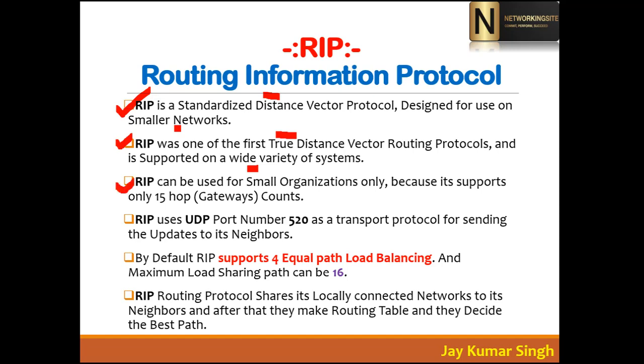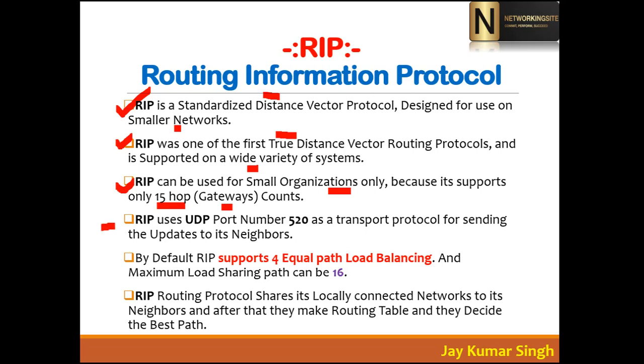Now RIP can be used for a smaller organization because it supports only 15 hops, which is known as the gateway of last resort limit. 15 hop counts, it cannot cross more than 15. When it tries to reach a destination that is more than 15 hops away, that destination is not reachable via the router which is using RIP.